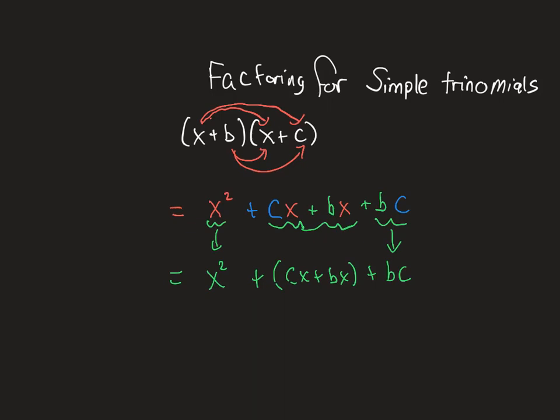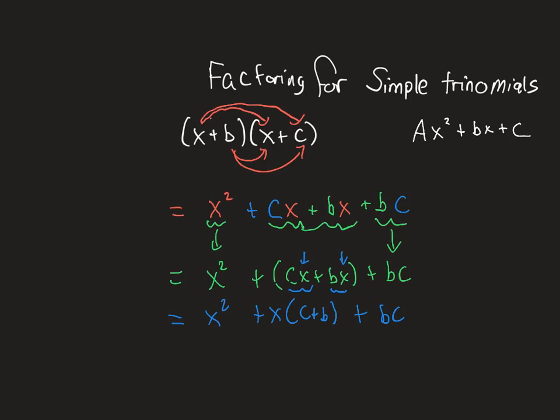Now, we're going to use common factoring to find out something we can take out. If you look at these two terms, they both have an X. Since they both have an X, we can take it out. So if I take out an X, I'd be left with C plus B plus BC. In order to interpret this, we have to look at what the original quadratic equation looks like. The original quadratic equation has ax squared plus bx plus c.